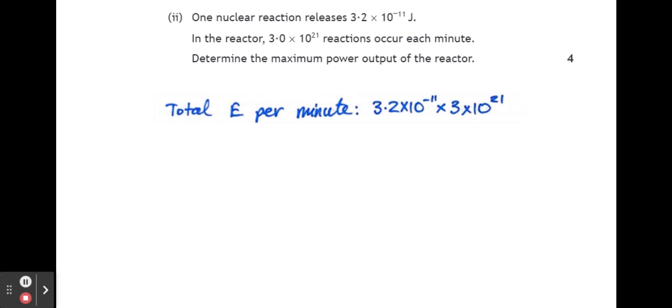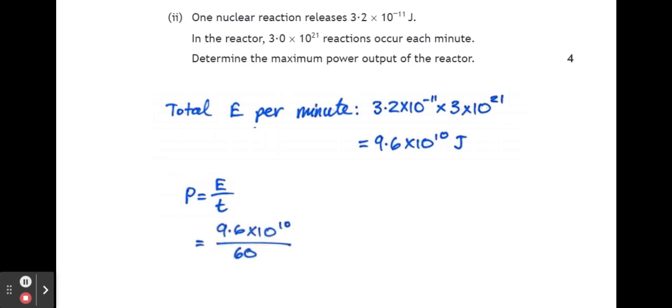That's 3.2 times 10 to the power minus 11 joules per reaction multiplied by 3 times 10 to the power of 21 reactions. And that gives us an energy of 9.6 times 10 to the power of 10 joules per minute. To turn that energy into power, we use the formula power equals energy over time. So it's that number divided by 60 seconds for 1 minute, which is 1.6 times 10 to the power of 9 watts. That's 1.6 gigawatts.